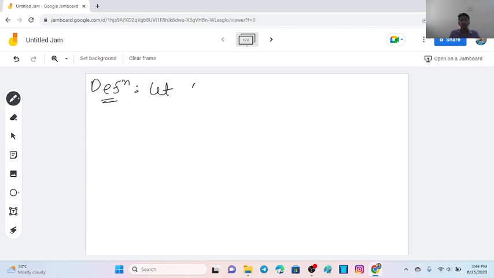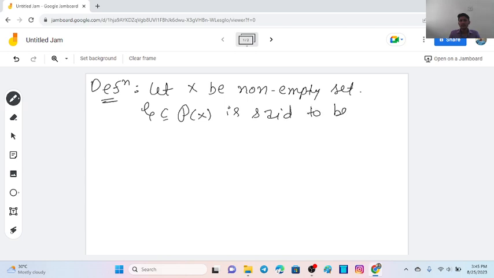So first of all, let X be a non-empty set. Now, a subset C of the power set of X is said to be a sigma algebra of X if it satisfies the following conditions. Okay, what are those conditions?